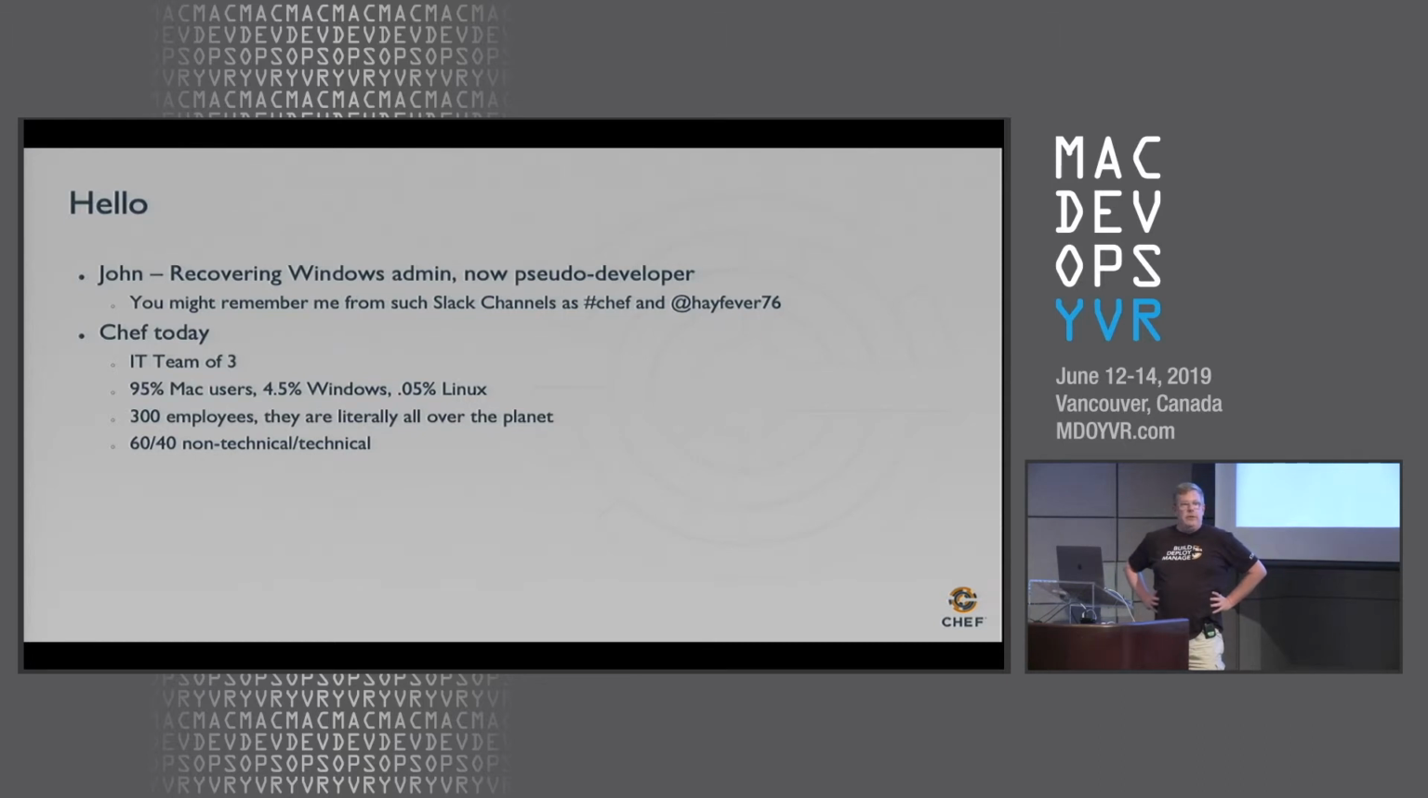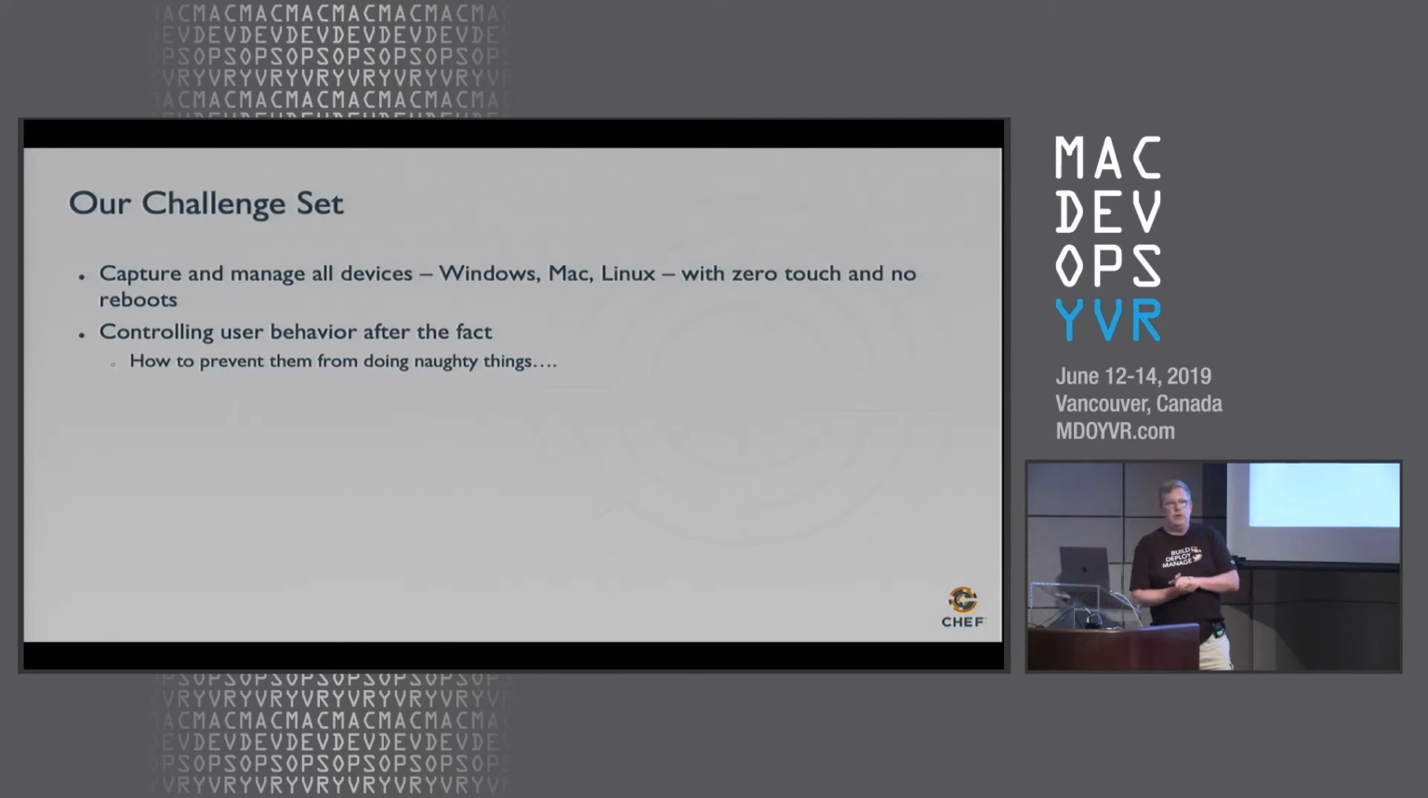Chef has an IT staff of 3. I'm the only developer on the team. Chef is about 95% Mac users, about 4.5% Windows users, and a couple percentage points of Linux users. Chef has 300 employees all over the planet, literally. We have like 100 people in the UK spread out. We have half a dozen people in Singapore and Australia, and spread out all over the US and Canada. About 60% of our staff is non-technical, although relatively savvy-ish, and the other 40% are really serious developer types. And so that gives us a couple of challenges in how to manage our fleet.